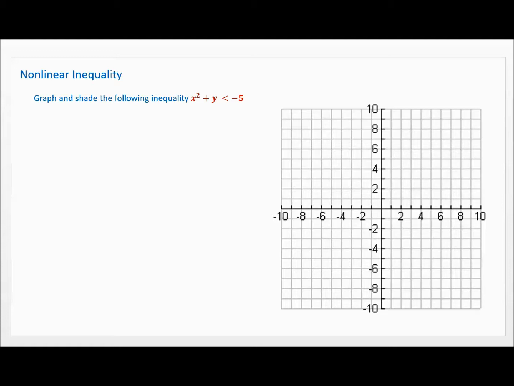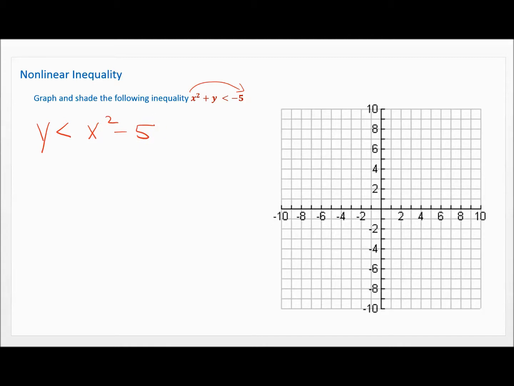So in this question it says x squared plus y is less than -5. First of all, that's an inequality, right? Because it's got a less than in it. Is it linear? Is it a straight line? Is it not a straight line? And you know it's not because of the x squared, okay? And we like to get y on one side, just like a straight line, and everything else on the other side. And we can do that by subtracting the x squared to the other side. So really what I'm dealing with is y is less than negative x squared minus 5.